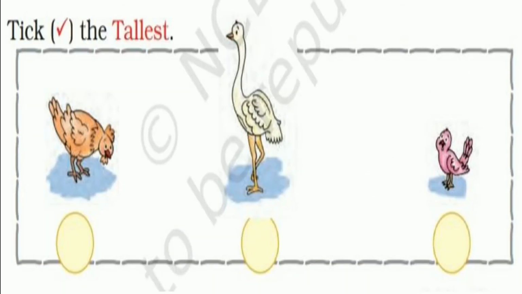Next, take the tallest. Children, here you can see there is a hen, a swan and a chick. Among these three birds, which is the tallest one? Observe and say. Yes, swan is the tallest, right? So we shall take swan.